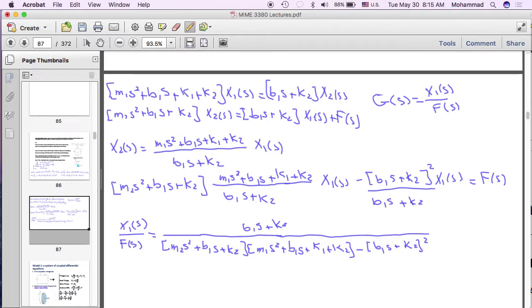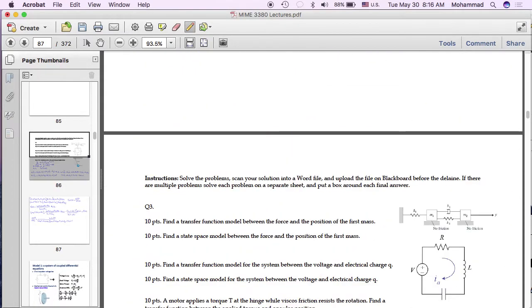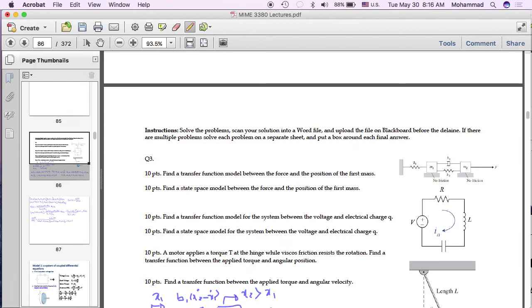What is the order of the transfer function? What is the order of this system? It's fourth order, because if you carry out this multiplication, you don't have to, you would see s to power 4 is the highest power in the denominator, therefore it's a fourth order system. Was this the end of the first question? It says find the transfer function model between the force and the position of the first mass. So that's what we got.